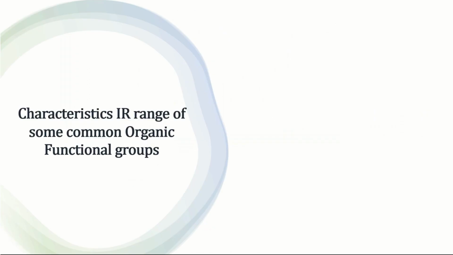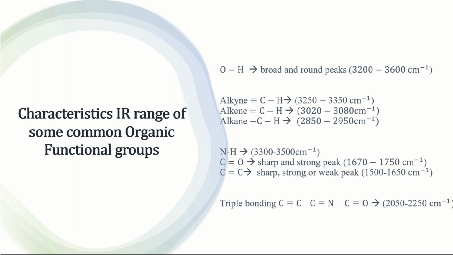So for some characteristic IR ranges of some organic compounds, I have listed a few over here. So we have the oxygen-hydrogen sigma bond. The peak for this group is round and broad. So it always ranges between 3200 to 3600 per centimeter.